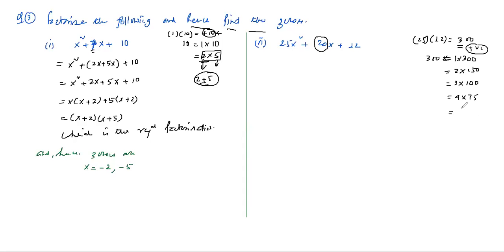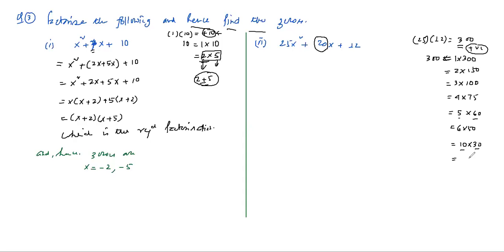The next, 4, is gone. By 5 I can divide. If I divide by 5, it is 60. So in no way will 5 plus 60 give you 20, right? Then 6 will be there. 6 into 50. Very nice. 7 will not divide. 8 will not divide. 9. 10 will divide. 10 into 30. 10 plus 30 will give you 40, not 20, right?